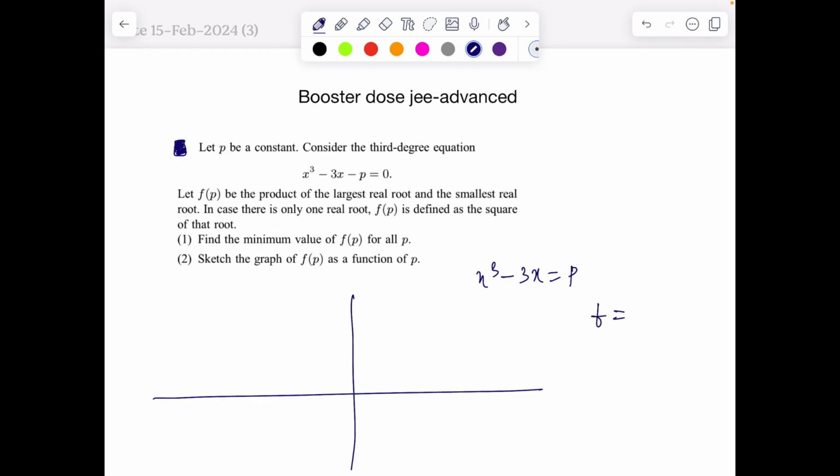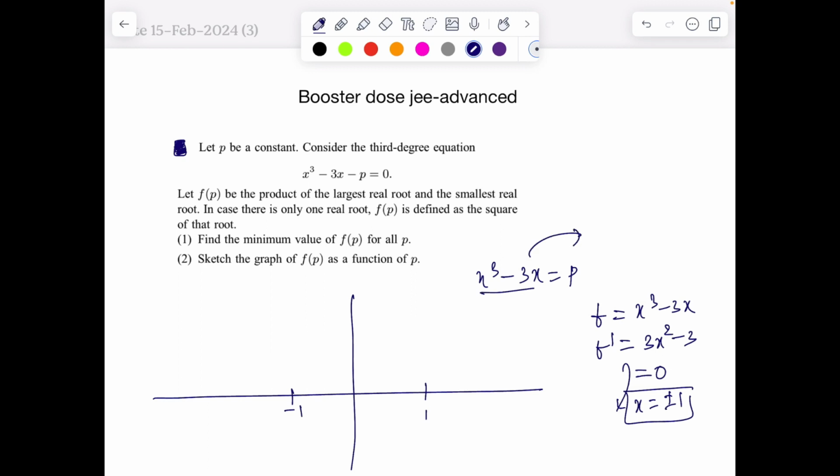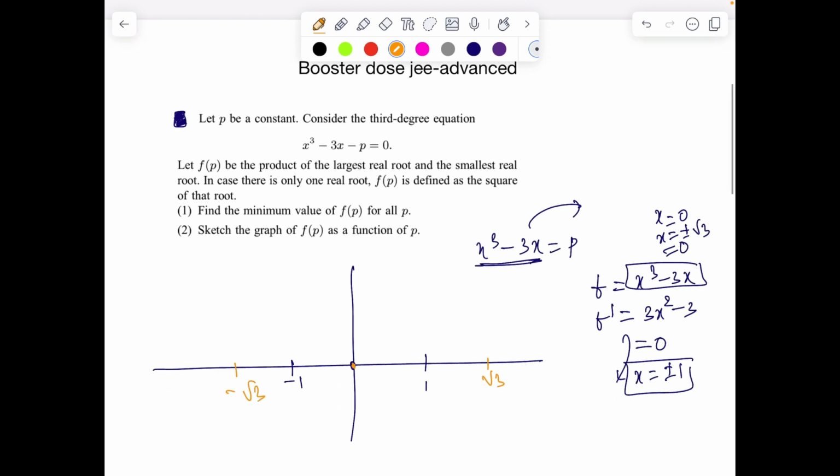If I consider the LHS as f equals x cube minus 3x, its derivative is going to be 0 at 2 points, x equals plus minus 1. Hence we have found the critical points for this function. And the roots of x cube minus 3x equals 0 will give x equals 0 or x equals plus minus root 3. So 0 and plus minus root 3 are going to be the roots. So roughly we can plot the function as follows.